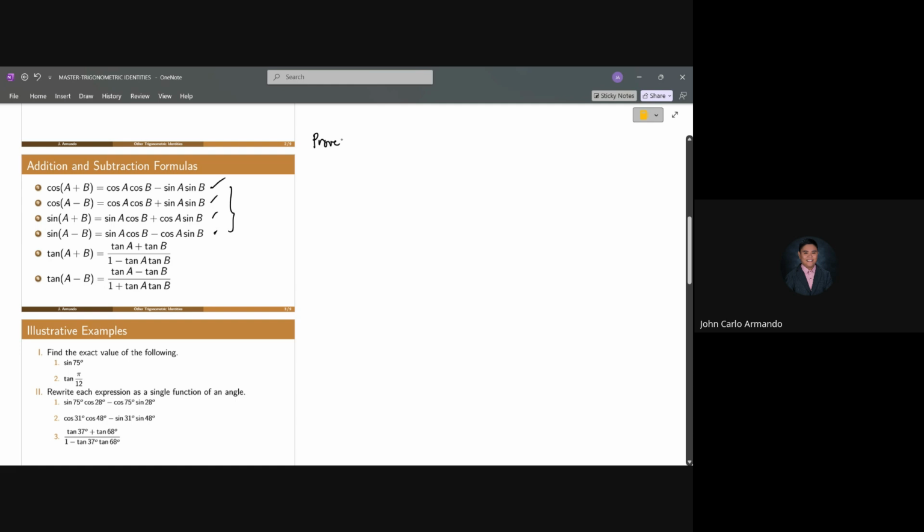We prove that tangent A plus B is equal to tangent A plus tangent B divided by 1 minus tangent A times tangent B. This one. What we are going to do here is to simply use the quotient identity. And we know that tangent A plus B by quotient identity, that is equal to sine A plus B divided by cosine A plus B.